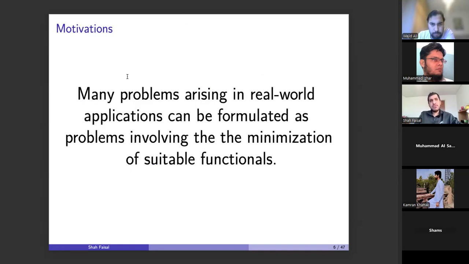Now, the question is why you should be looking for minimizers. The reason is that a lot of problems in real life can be formulated as problems involving the minimization of some suitable functionals. You try to solve a problem that is very interesting for real life, and then you do some math with it, but it boils down to minimizing a functional. And so let me give you some examples of this phenomenon before I go into the theory of calculus of variations.